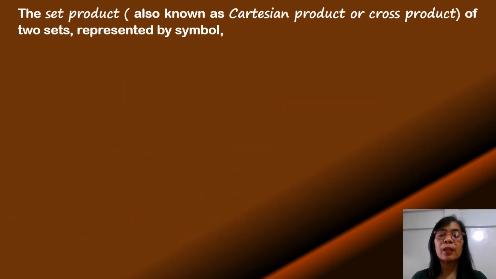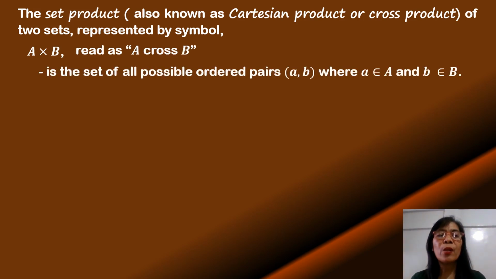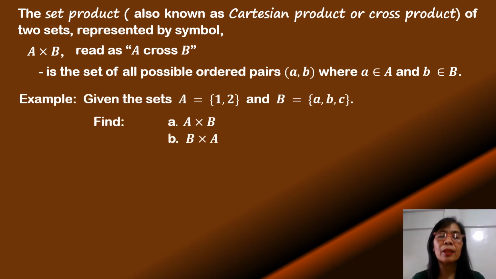A set product is also known as Cartesian product or cross product. So the set product of two sets A and B is represented by this symbol, which we read as A cross B. A cross B is the set of all possible ordered pairs (a, b), where a is an element of the first set and b is the element of the second set. Let us have this example. A has elements 1, 2, and B has elements a, b, c. We are required to find A cross B and B cross A.